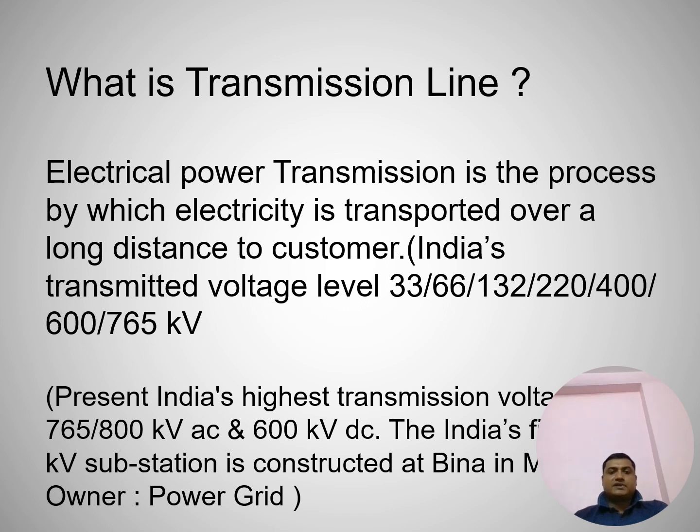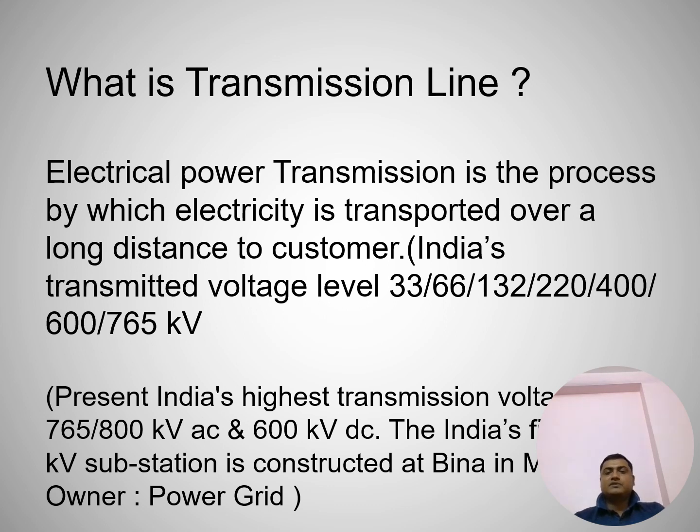So what is a transmission line? Electrical power transmission is a process by which electricity is transported over a long distance to the customer. It means electrical power sent over a long distance from one end to another end, 400, 500, 600 kilometers, is called electrical power transmission.